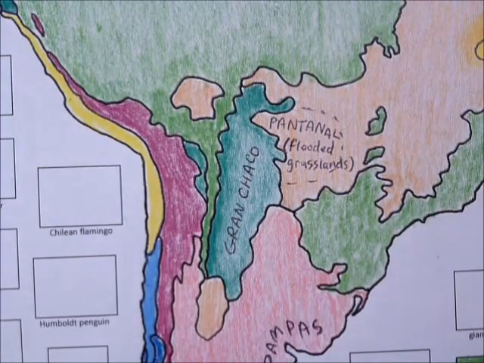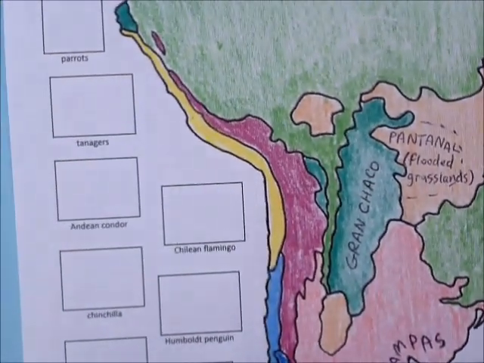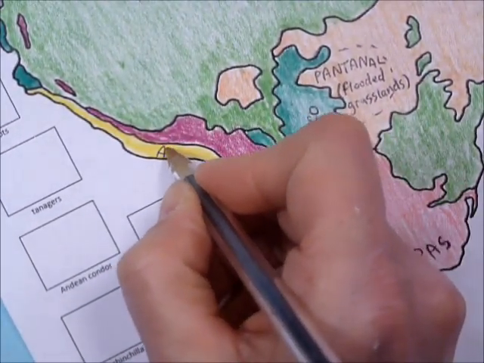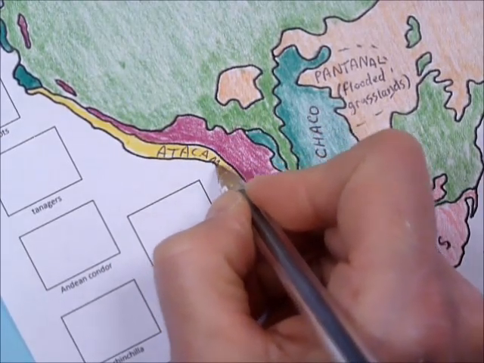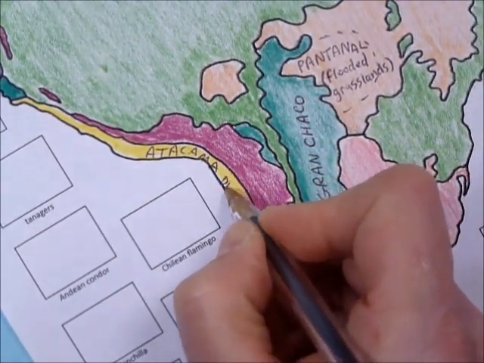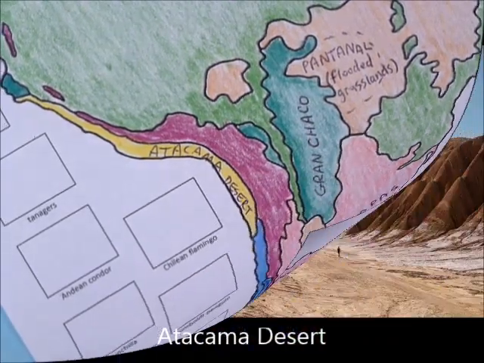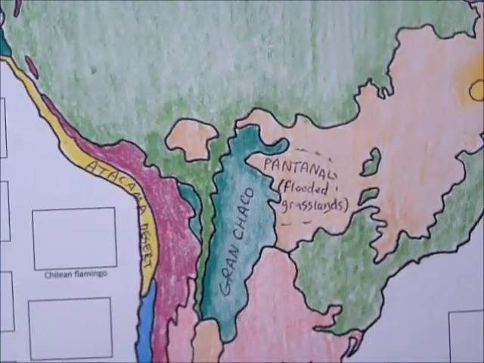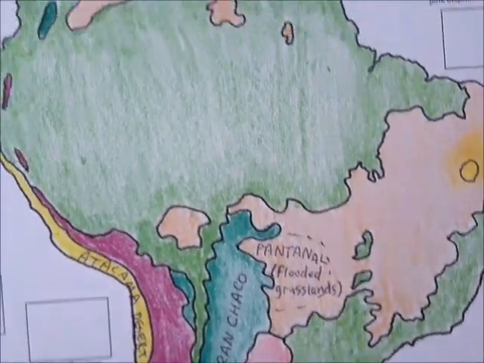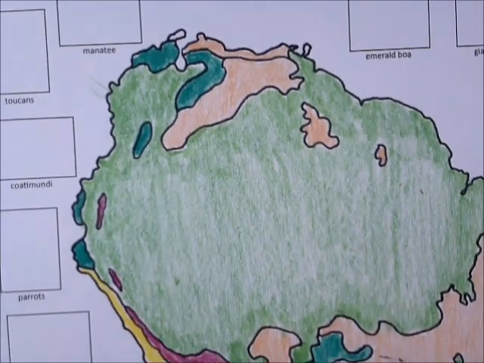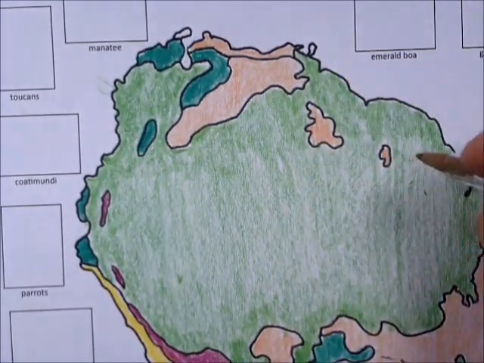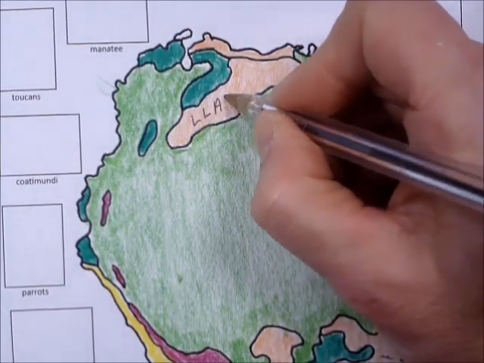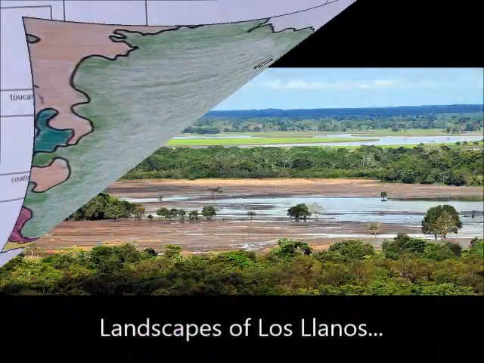And then, let's see, let's label this desert. The name of this is the Atacama, A-T-A-C-A-M-A, Atacama Desert. And then the other grasslands has a name. It's up here. It's called Los Llanos. It would be L-L-A-N-O-S.